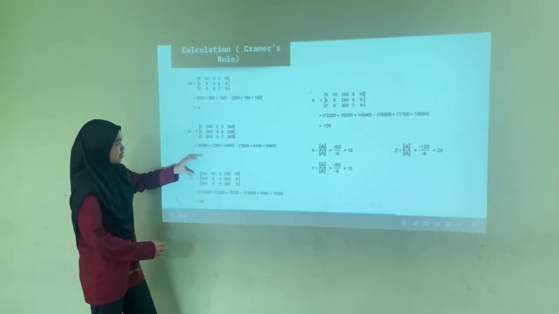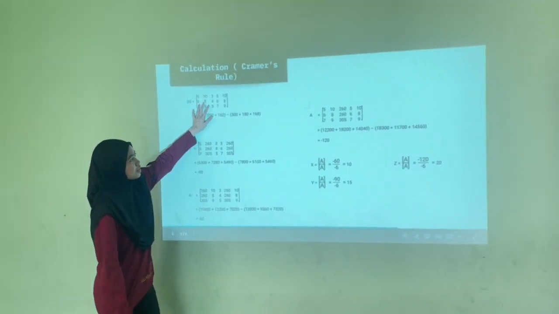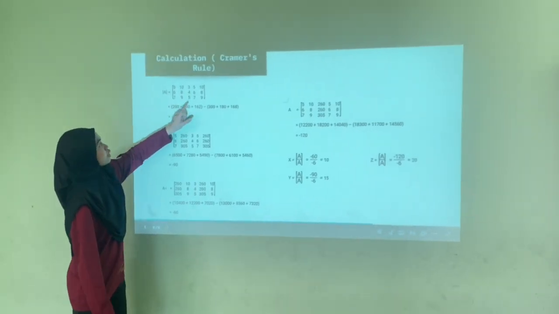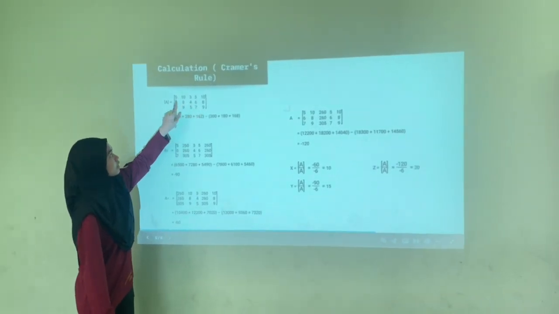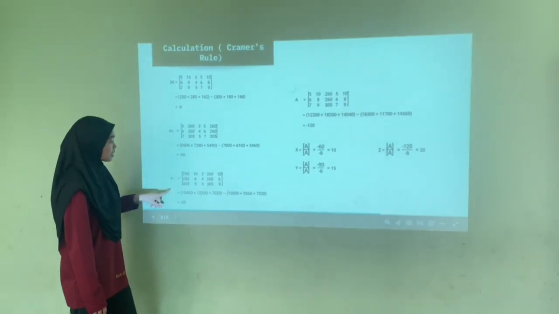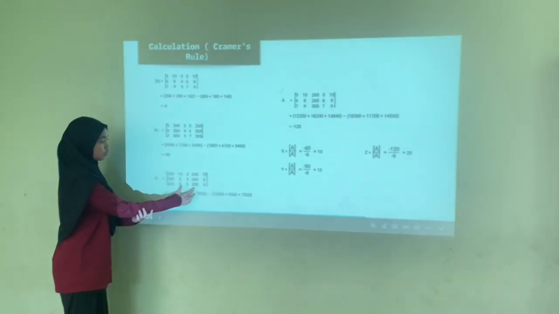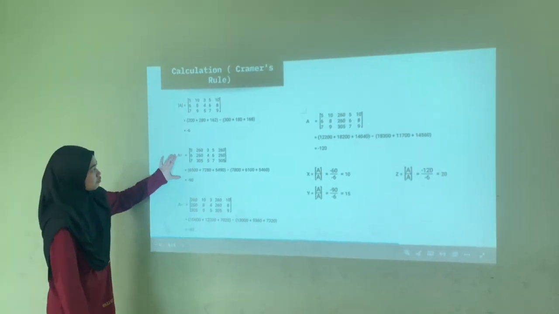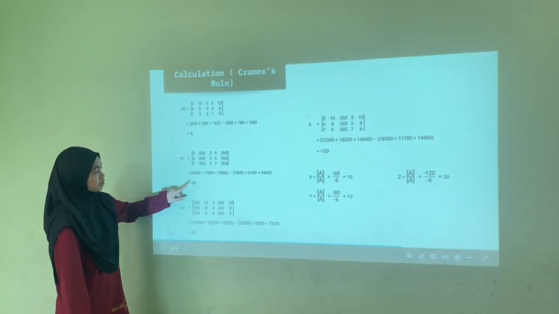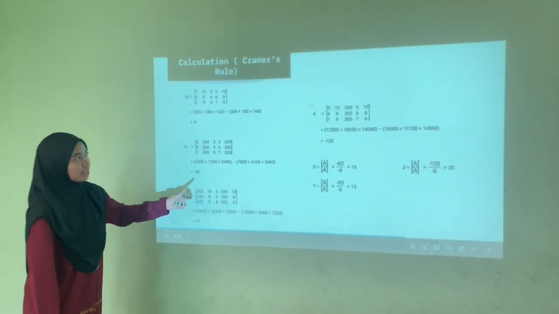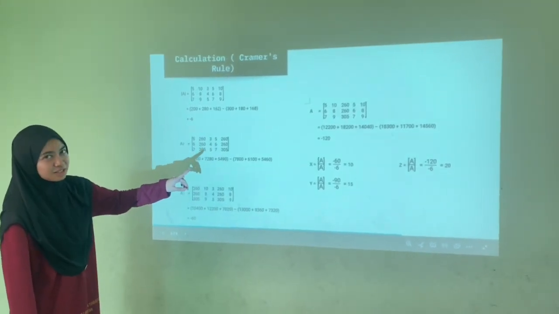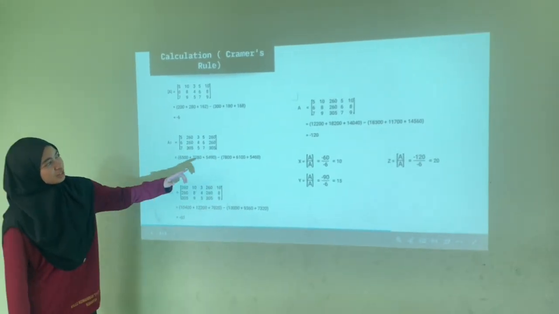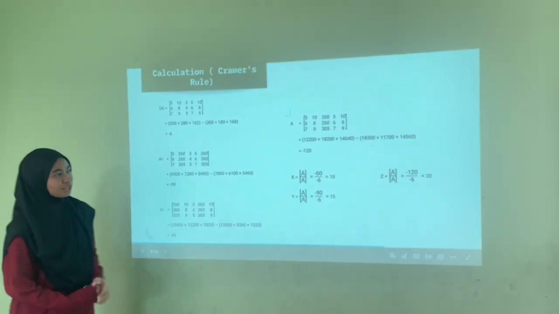I forgot to say that after we copy the equations into the matrix equation, we need to copy back the first and the second column. Same as for determinant A1, we copy back column 1 and column 2. For determinant A2, we got a total of negative 90, and lastly determinant A3, we got negative 120.